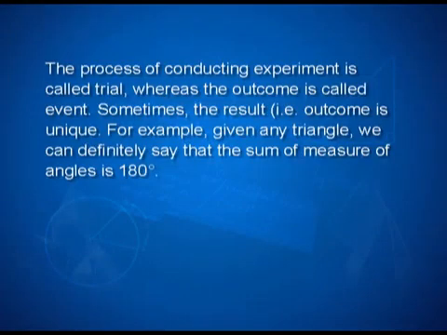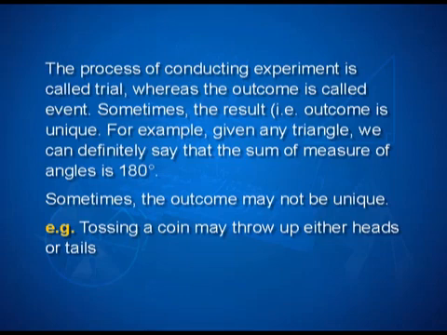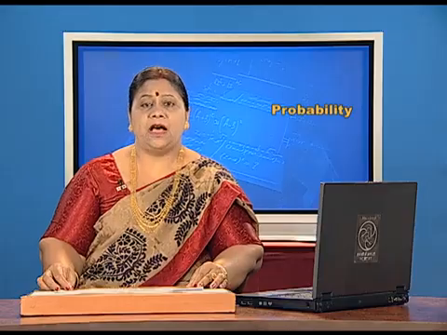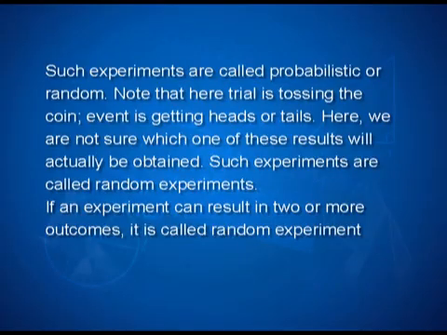Sometimes the result, that is outcome, is unique. For example, given any triangle, we can definitely say that the sum of the measures of the angles is 180 degrees. Sometimes the outcome may not be unique. For example, tossing a coin may throw up either heads or tails. Such experiments are called probabilistic or random.